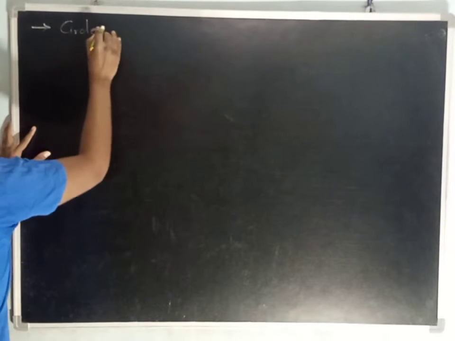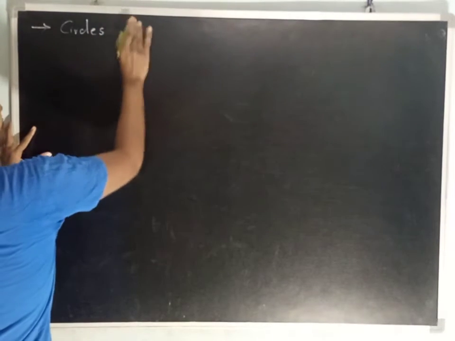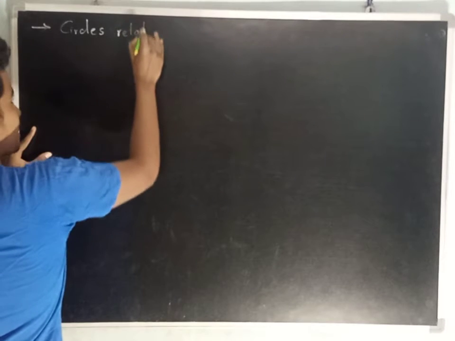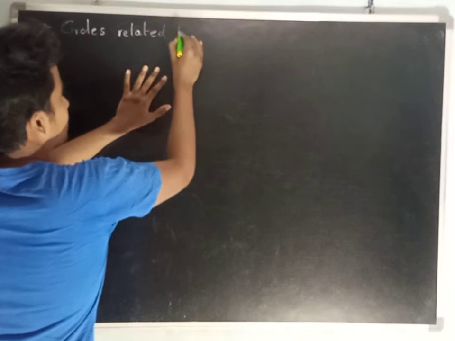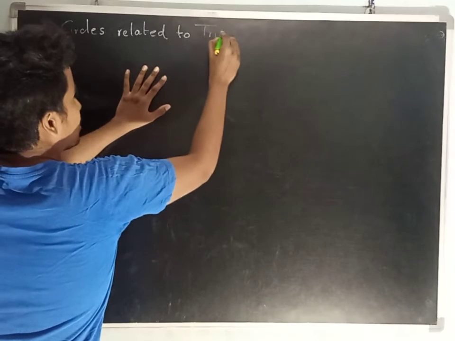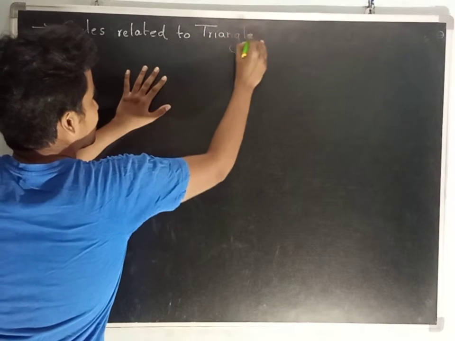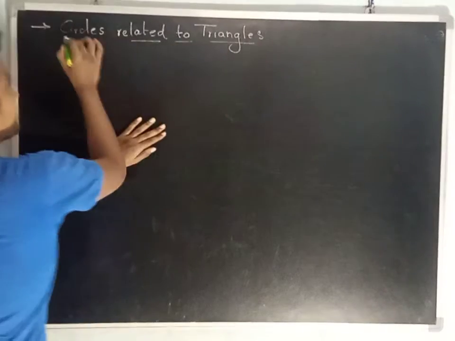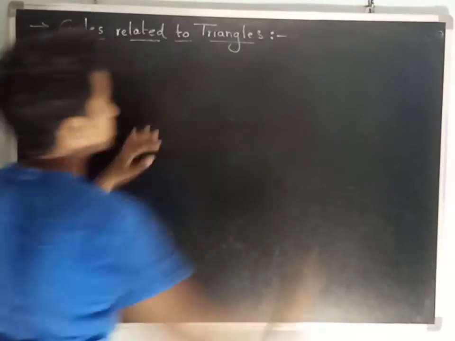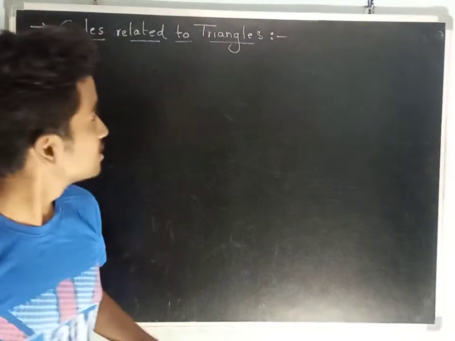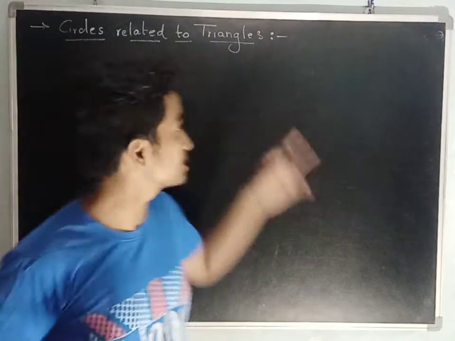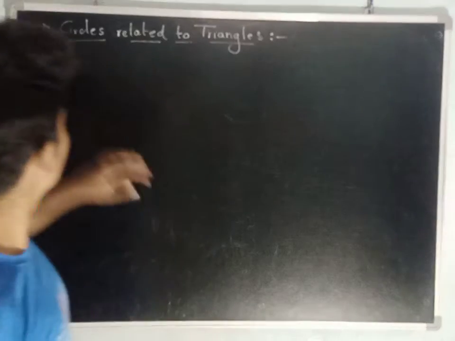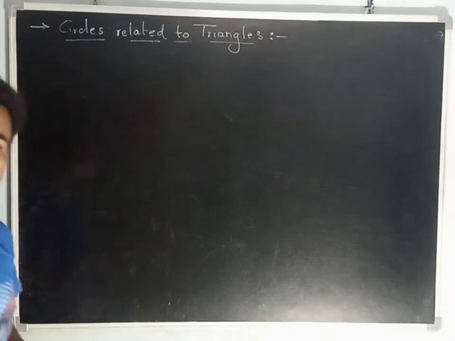So today's concept is circles related to triangles. Okay. It means we are going to study some of the relations regarding the triangle which are connected to the circles. Okay.